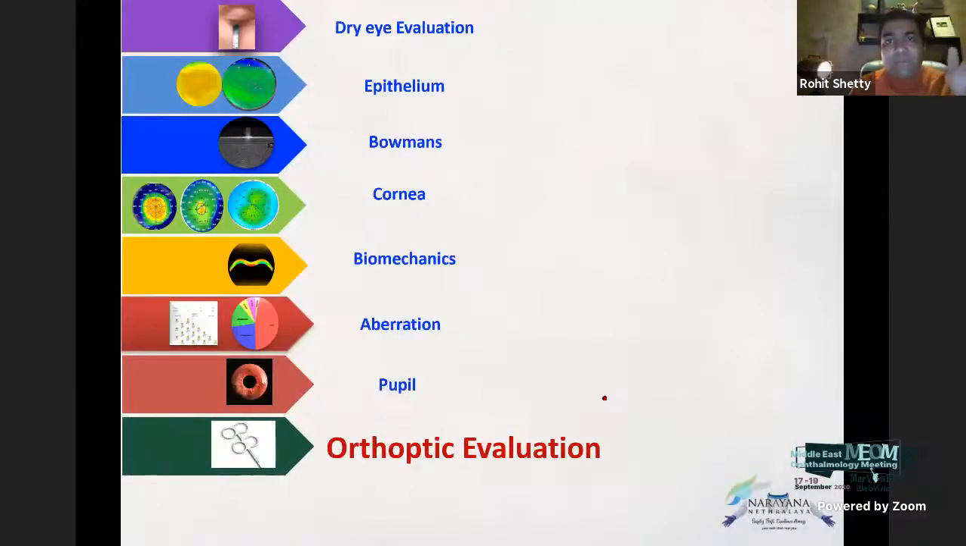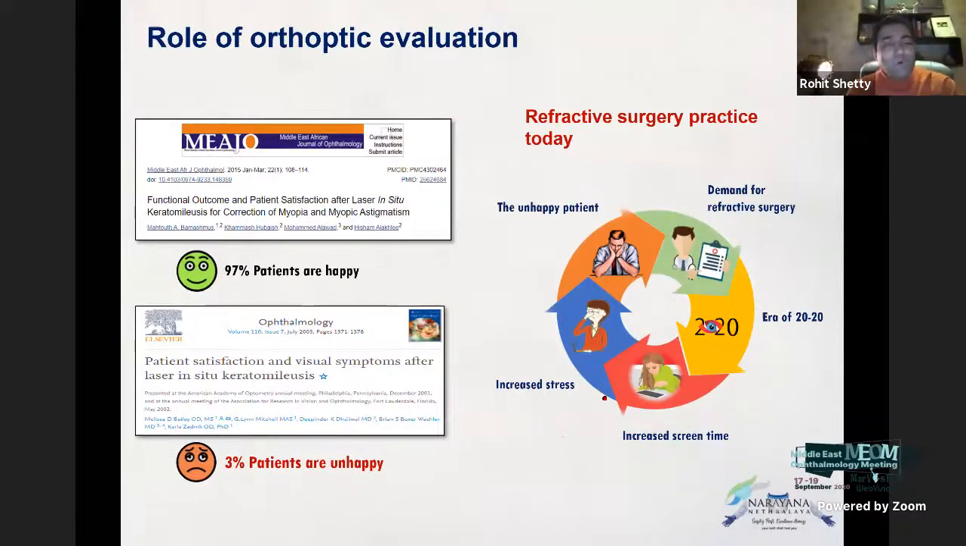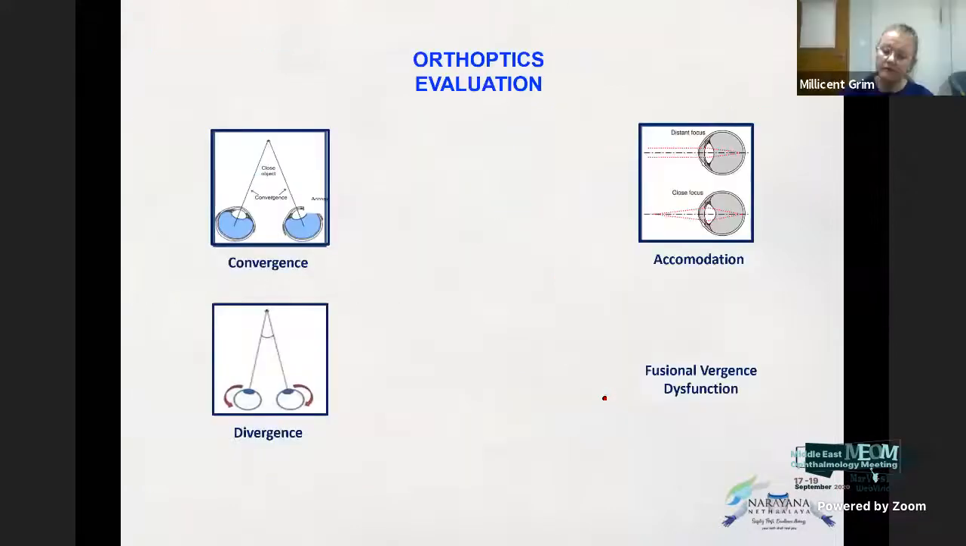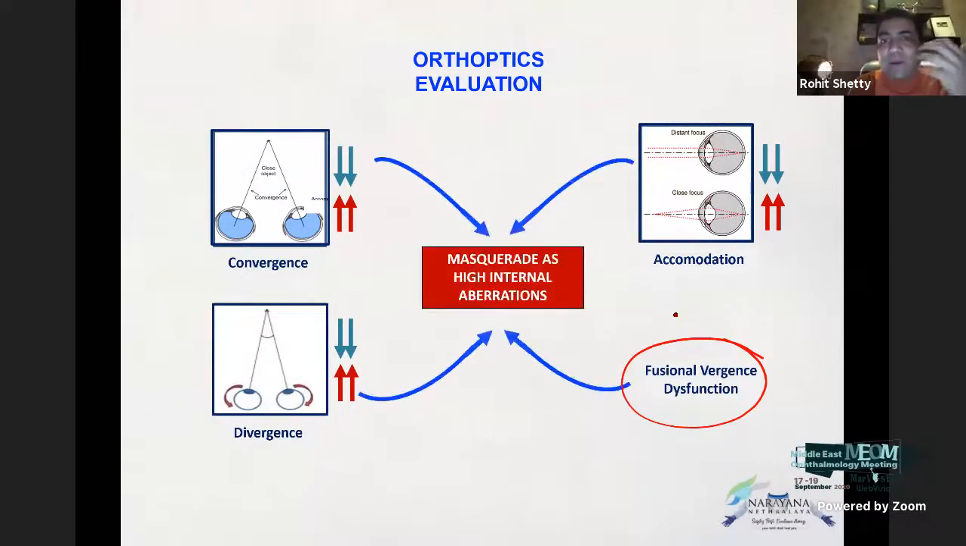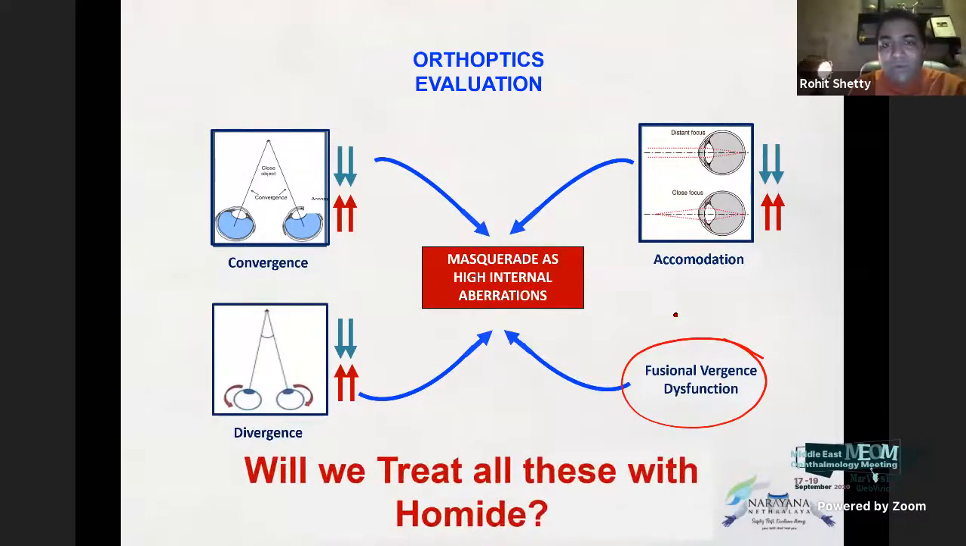And orthoptic evaluation is one of my favorite ones because most of my unhappy patients come because they are binocularly not stable. Their vision is not stable because there is convergence excess, accommodation excess, fusional vergence dysfunctions. I have to take care of it, especially if you're treating a lower myopia, or a patient who has mild orthoptic issues, headaches, or sometimes they masquerade as high internal aberration or they pseudo-accommodate. So this is all important, and we can't treat them with just laser.